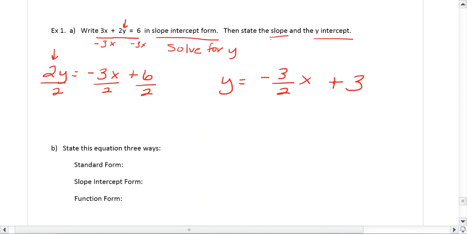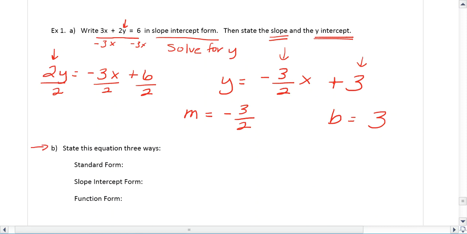Next thing we're asked is to state what the slope is and to state the y-intercept. I'm going to always call the slope m, so let's get accustomed to that. In this case, m is negative 3/2, and the b, the y-intercept, is a positive 3. All we did is pull them out, because there they are right in the equation. The slope is the x coefficient, and the y-intercept is the constant.